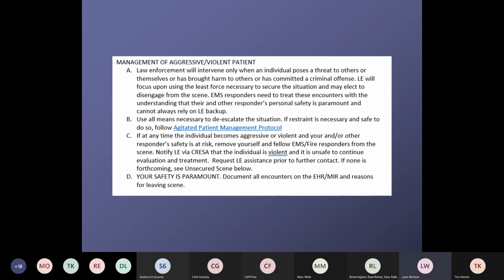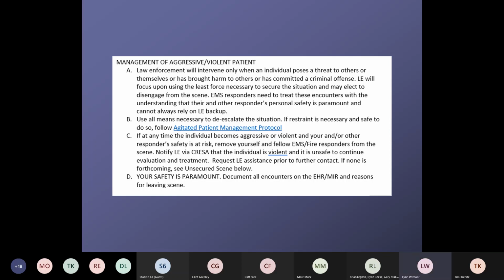If restraint is necessary and safe to do so, follow the agitated patient management protocol. If at any time the individual becomes aggressive or violent and you or your other responders' safety is at risk, remove yourself and fellow EMS and fire responders from the scene. Notify law enforcement via CRESA that the individual is violent and it's unsafe to continue evaluation and treatment. Request law enforcement assistance.